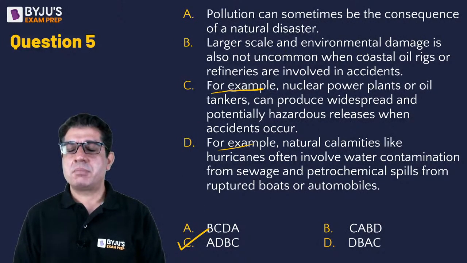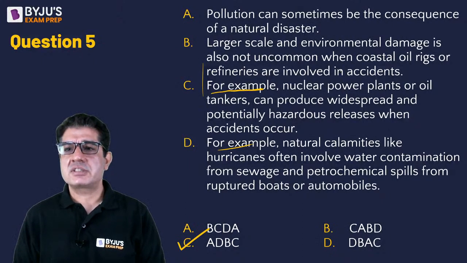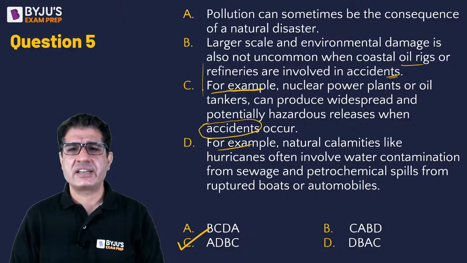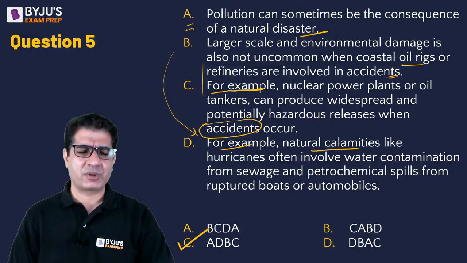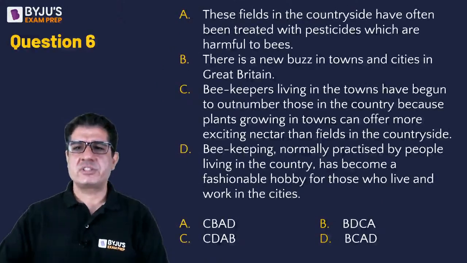We are talking about BC. So we're talking about, you notice, coastal oil rigs and refineries involved in accidents. So C talks about places where accidents happen, and then A is natural disaster. D is talking about natural calamities, and that's what made it really easy. Okay, sixth on your screen, what's your answer?